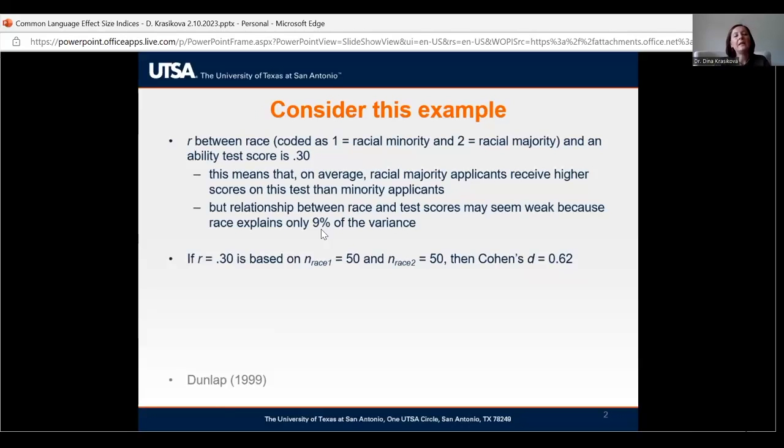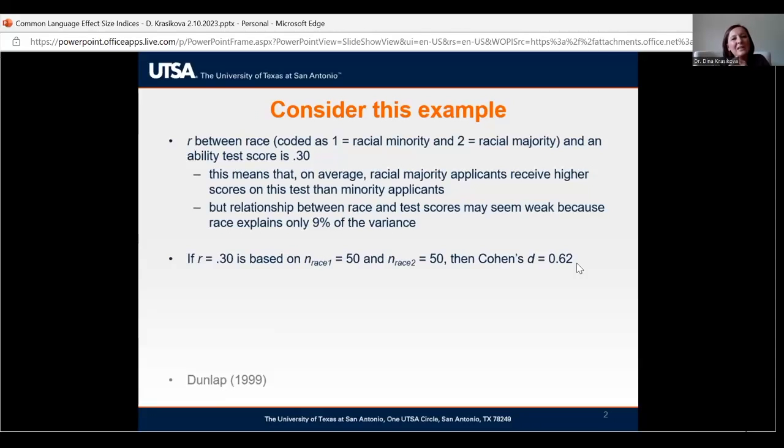Now, let's assume that this correlation of 0.30 is based on 50 racial majority applicants and 50 racial minority applicants. If so, then the Cohen's d that will go with this r will be 0.62. So what does it mean? Well, it means that the difference between the average test performance for racial majority applicants and racial minority applicants is just a little over half of a standard deviation.